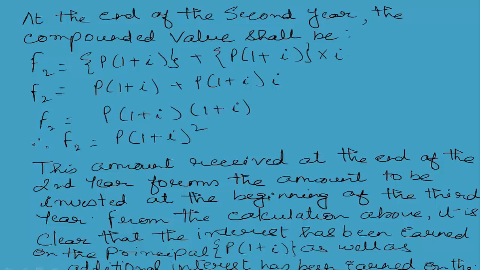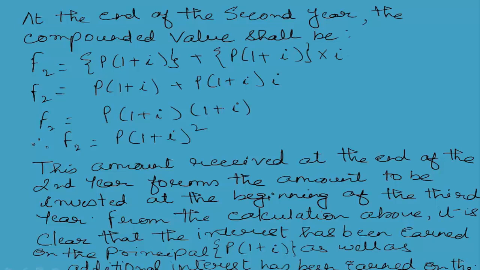A simple explanation has been written over here: this amount received at the end of the second year forms the amount to be invested at the beginning of the third year. As I just said, which amount? That is F2, which is equal to P(1+I) squared, or raised to the power of 2, received at the end of the second year, forms the amount to be invested at the beginning of the third year.